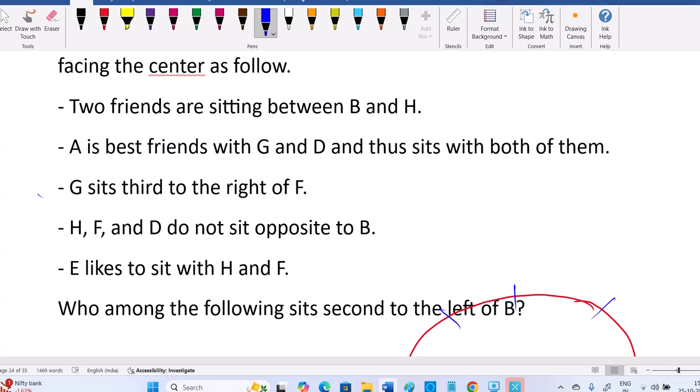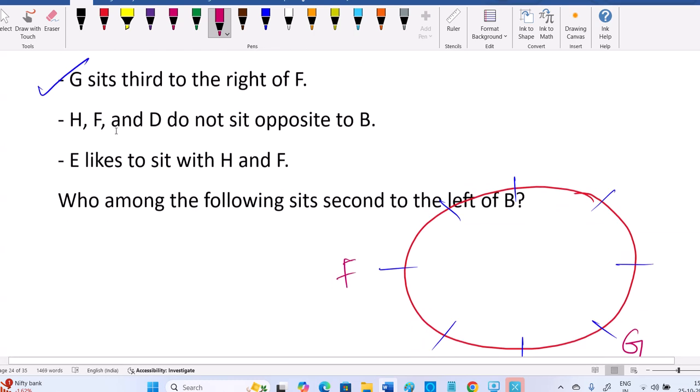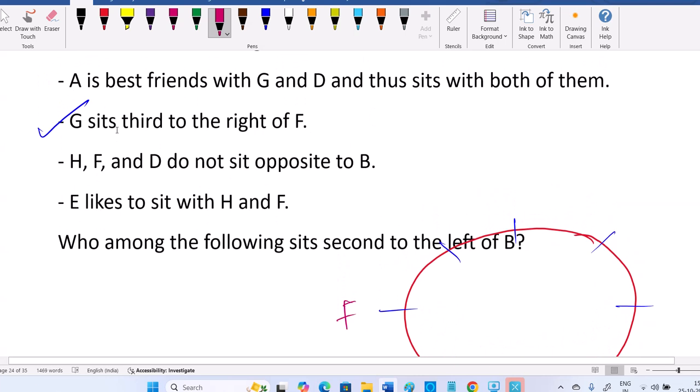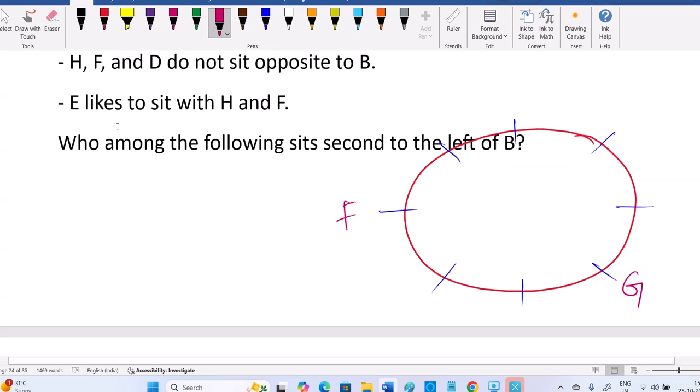There is a statement: G sits just to the right of F. Somewhere, if I keep F, first right, second right, third right, G will be here. Then, H, F, and D do not sit opposite to B. E likes to sit with H and F. This way or this way, two ways are possible. Fine. A is best friends with G and D and thus sits with both of them. So it can be D A G or this side.